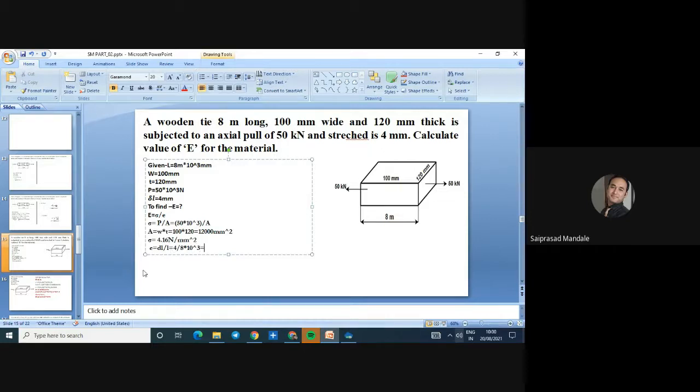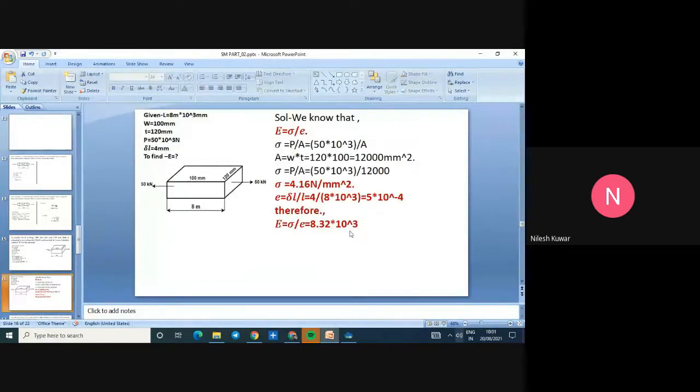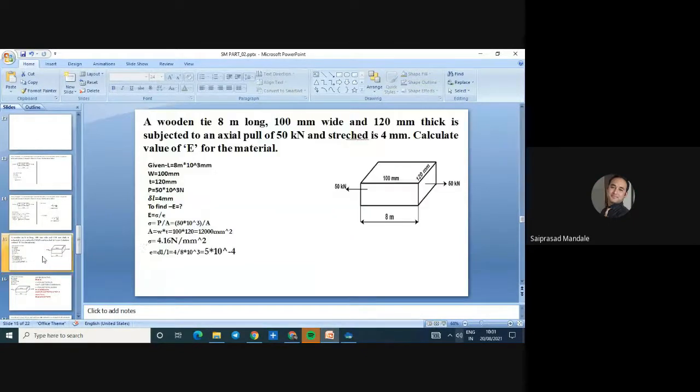Tell me the answers, everybody. 5 into 10 raised to minus 4. Check it out. I'm expecting one more answer. 5 into 10 raised to minus 4. Correct? Let me check. 5 into 10 raised to minus 4 is the right answer.